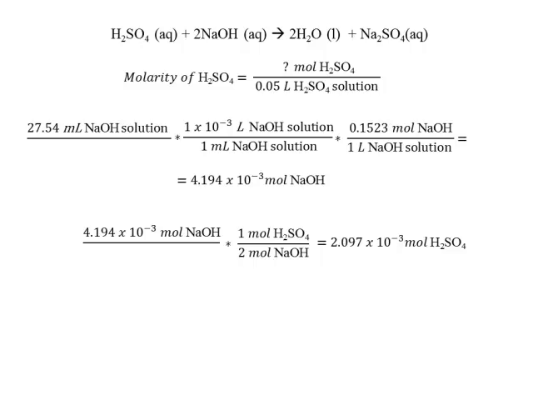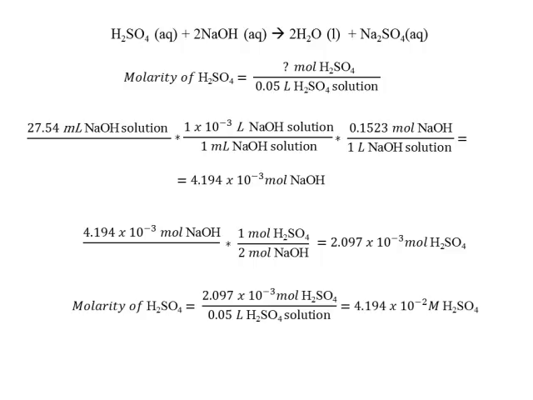When I plug those moles in for the moles of H2SO4 above and divide them out, I end up with a concentration of 4.194 times 10 to the negative 2 molar H2SO4. That's the concentration of my unknown acid.